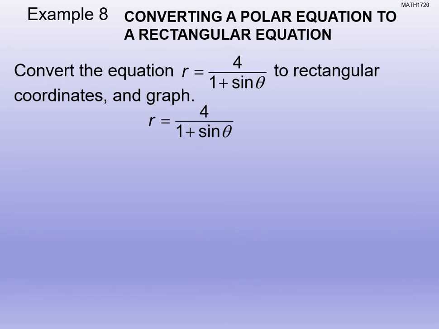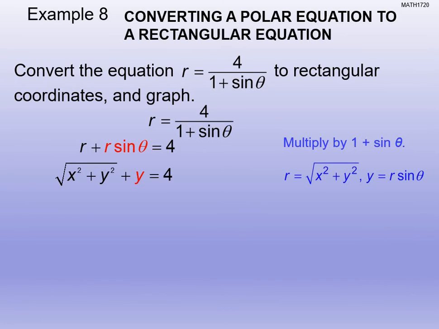We have r equals 4 divided by 1 plus sine of theta. We have to get everything in the numerator, so we're going to multiply both sides by 1 plus sine theta. We are just doing basic algebra skills here, okay? Because we need to solve, sine theta is going to give us a clue in this one. All right, so we end up with r plus r sine theta is equal to 4.